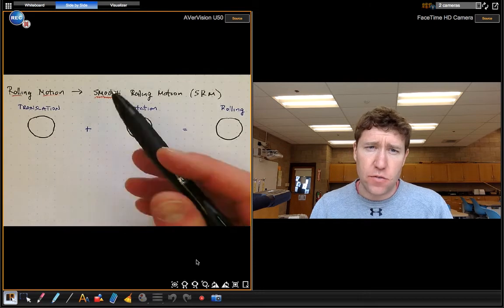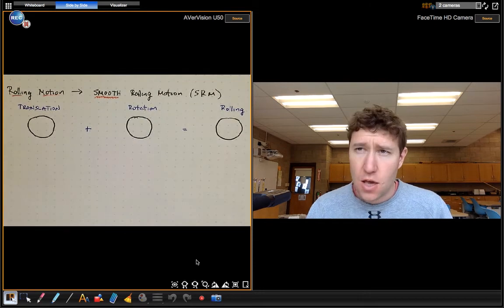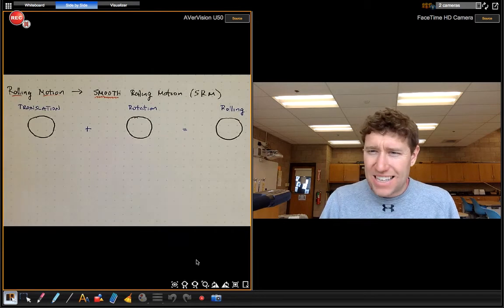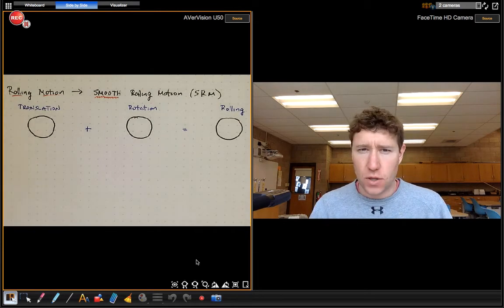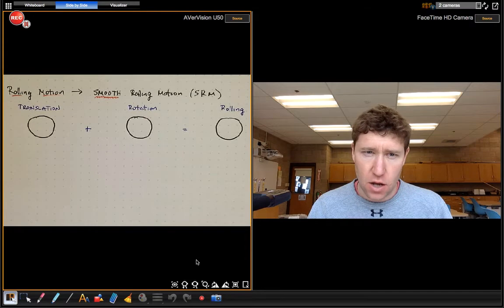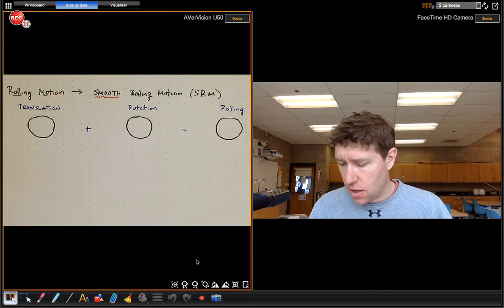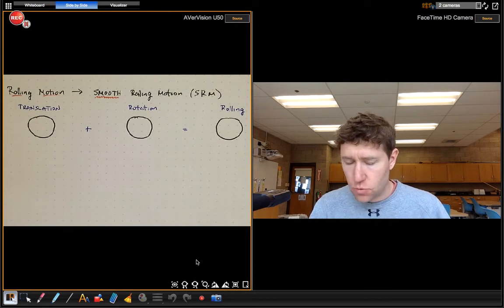Before I even get into energy, though, I just want to note that in this unit, we're going to be thinking specifically about smooth rolling motion. What that means is that as the object rolls, we're going to imagine that there's no skidding or slipping between the rolling object and the surface that it's rolling on. We'll bring that up again and again, but we're going to be thinking only about that type of smooth rolling.